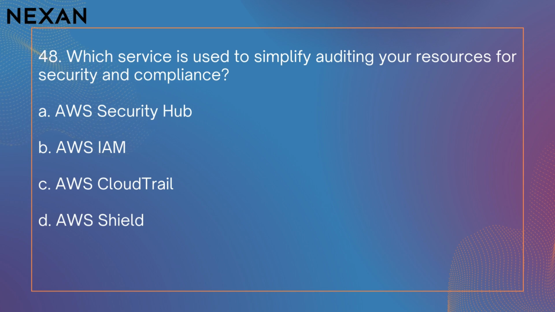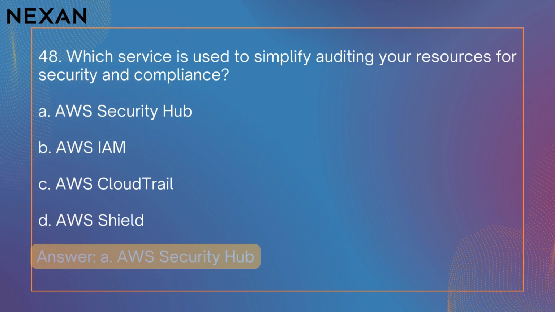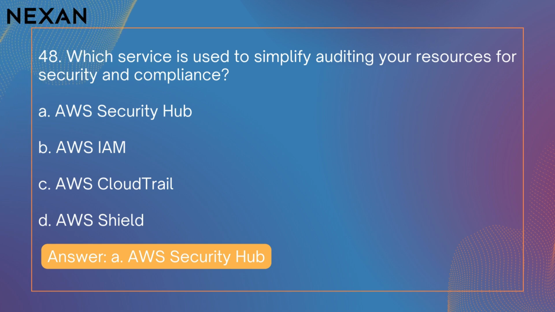48. Which service is used to simplify auditing your resources for security and compliance? A. AWS Security Hub. B. AWS IAM. C. AWS CloudTrail. D. AWS Shield. Answer: A. AWS Security Hub.